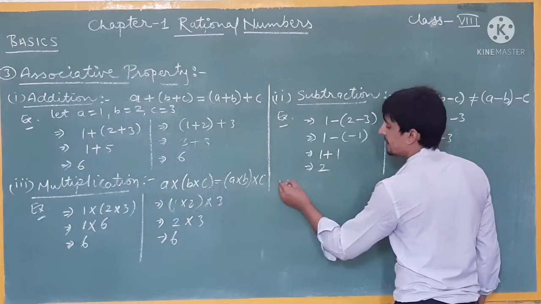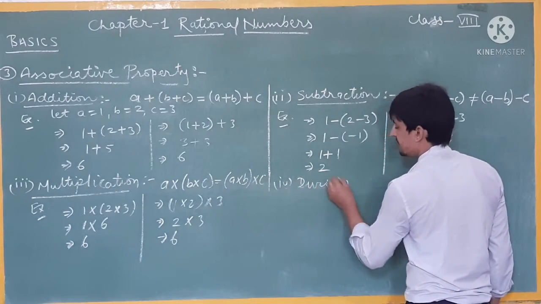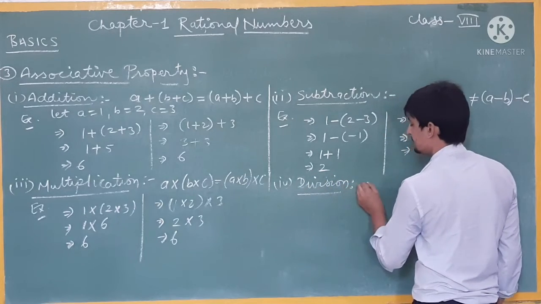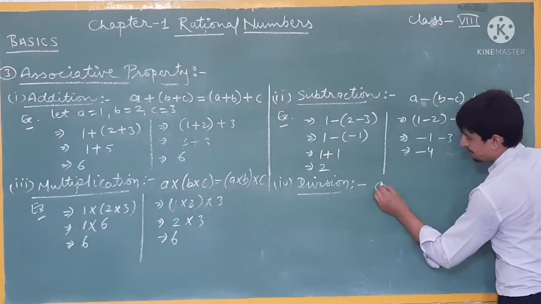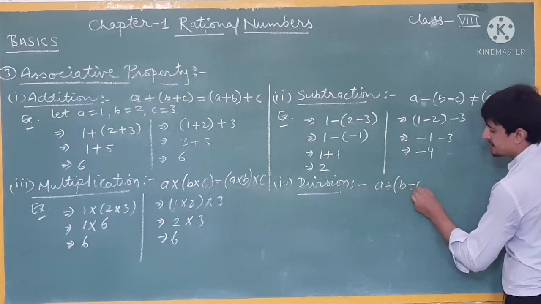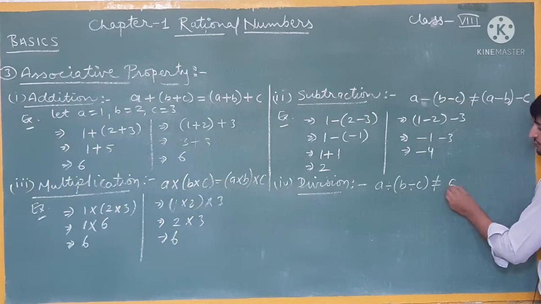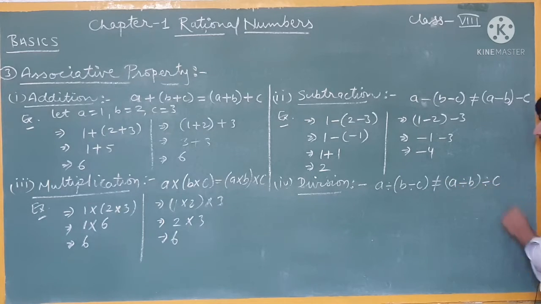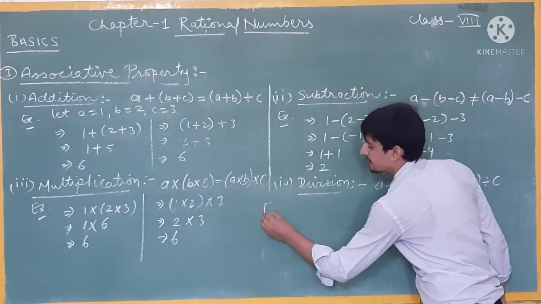Now fourth, we have division. The condition for division is a divided by (b divided by c) will never be equal to (a divided by b) divided by c. For example, let a, b, c be 1, 2, 3.